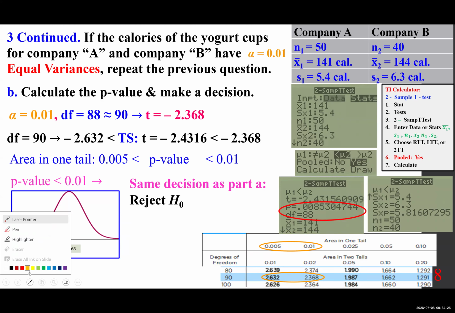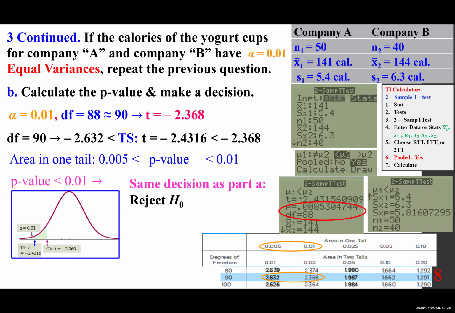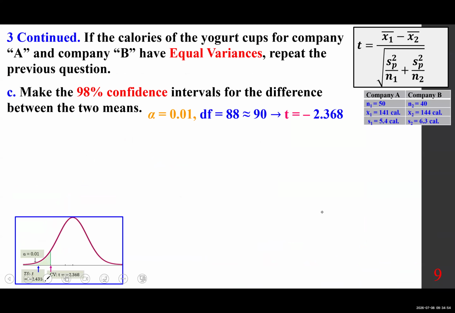And by the way, obviously the p-value is this area to the left of the test statistic, okay, which is clearly less than alpha. And in this case it is 0.0085, less than alpha of 0.01, same decision. So the calculator gives us the same result. Let's look at the last part. We're going to make a 98% confidence interval for the difference between the two means, and we are reminding everybody of alpha, degrees of freedom, t, and the information we have here.